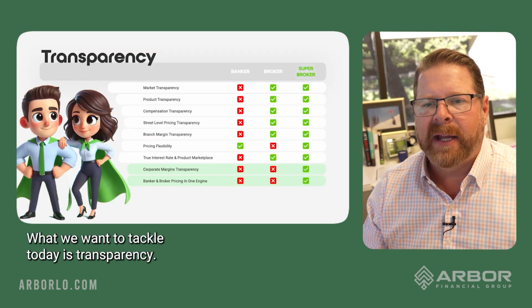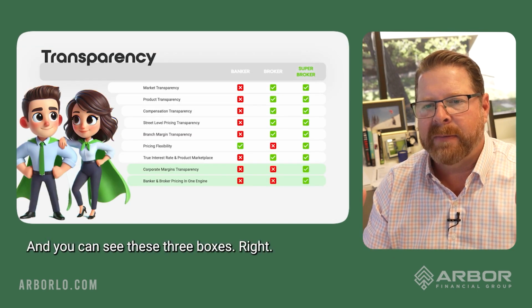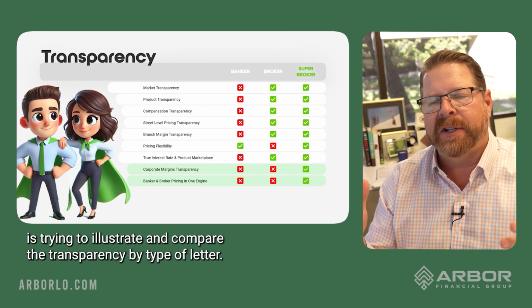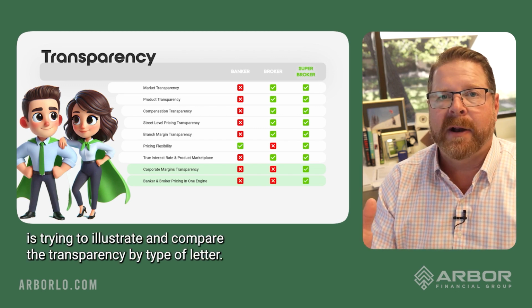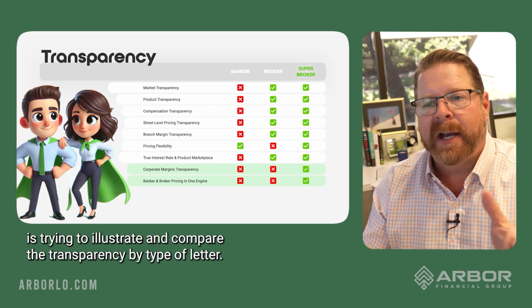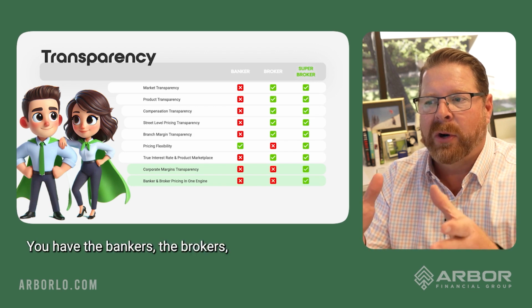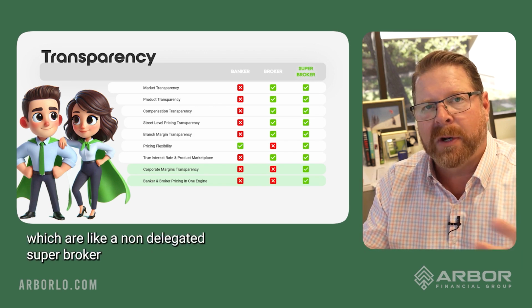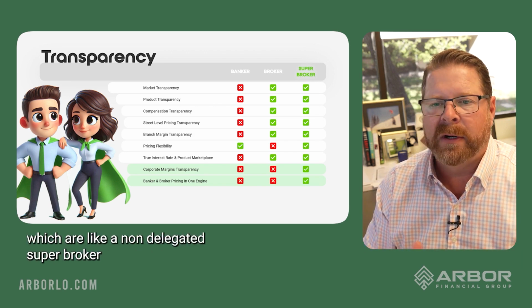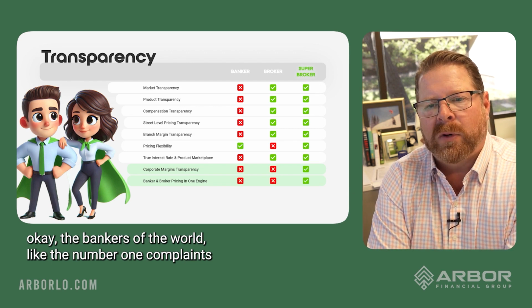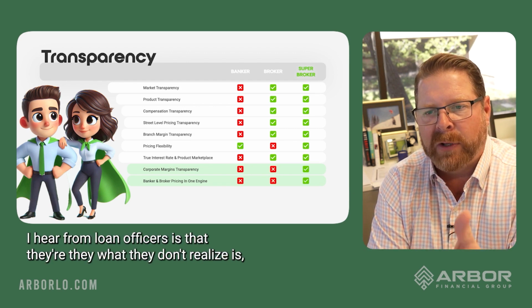What we want to tackle today is transparency, and you can see these three boxes, right? Essentially what we're doing is trying to illustrate and compare the transparency by type of lender that's in the market. You have the bankers, the brokers, and then you have the Arbors of the world, which are like a non-delegated super broker.